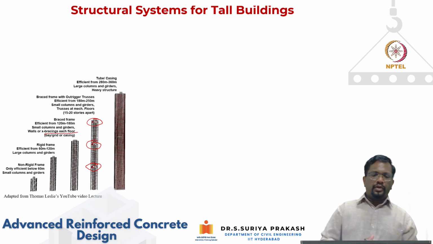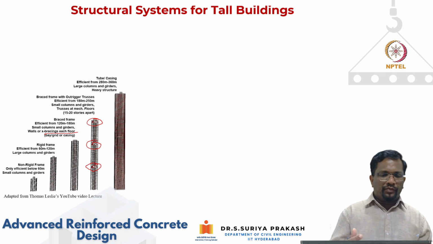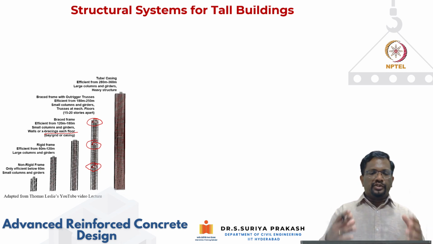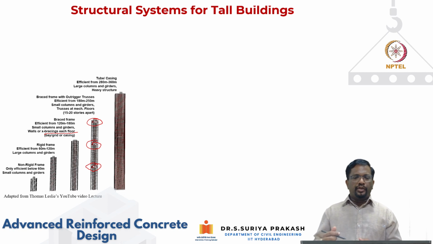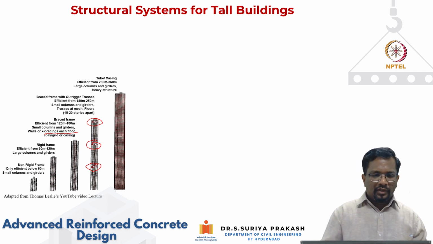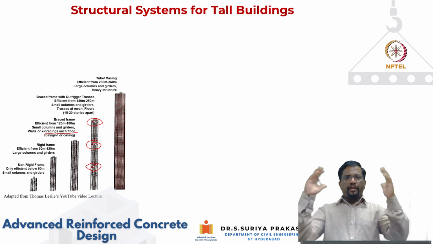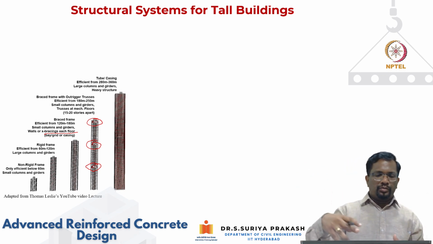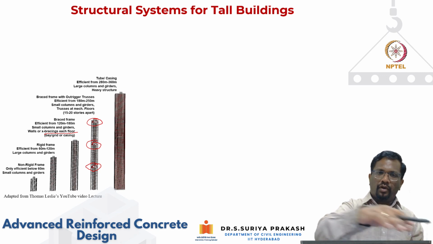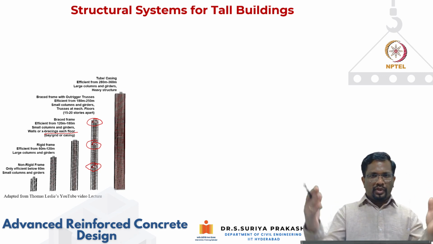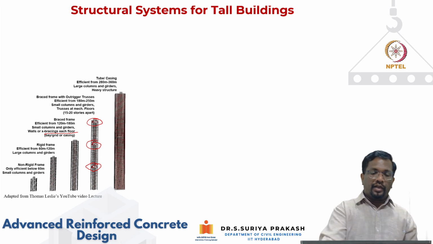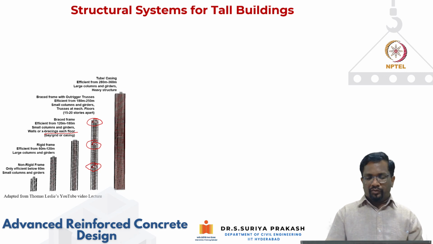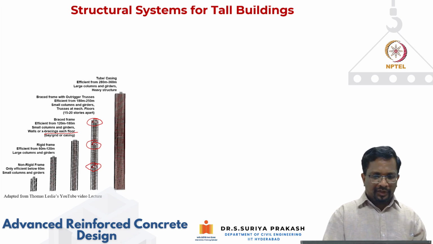Now, if you want to go for a taller structure, usually what we go for is a tube system, also called a casting system. It is efficient from 280 meters to 360 meters, where you have large columns and girders like this. Basically, what you have created is a perforated tube, with frames along all the perimeters, both at the exterior level and the interior level, and they can also be connected by an outrigger system. So with these systems, again, you can go for 280 to 360 meters.